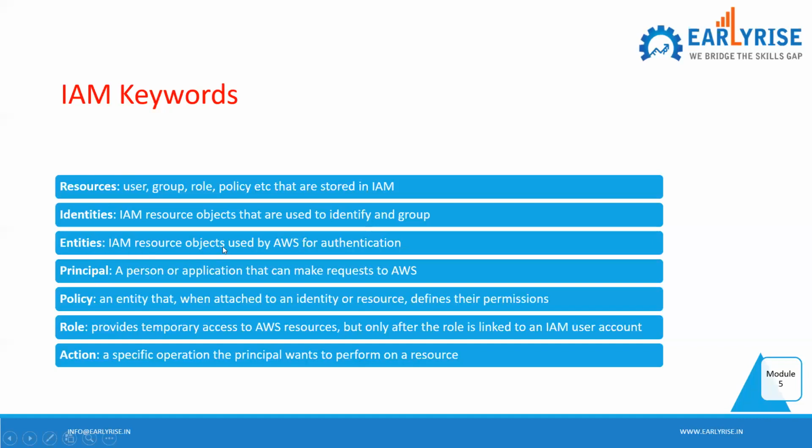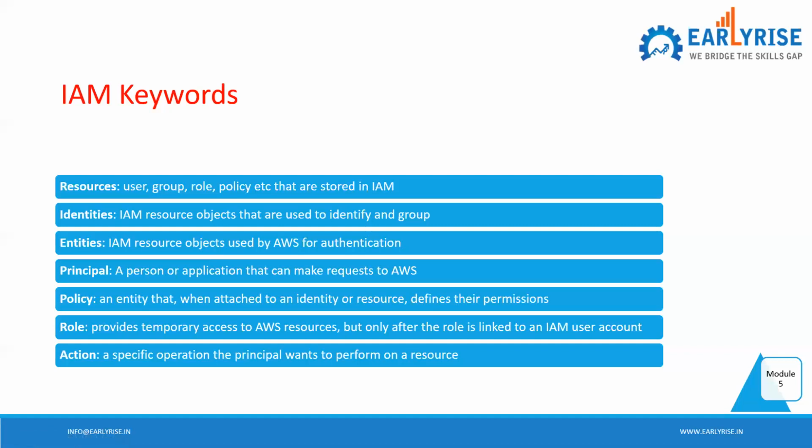So IAM resource objects used by AWS for authentication, right? So here it can be an IAM user, it can be a federated user, or it can be an IAM role, which is already assumed by some identity. So an IAM role assumed by some user or some kind of resource, some kind of service. So that will be called an entity, right?